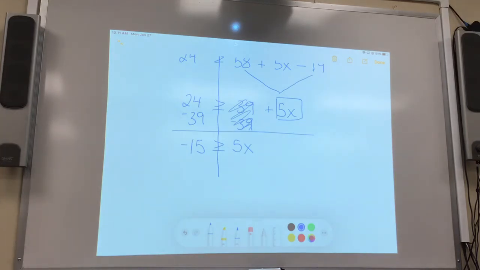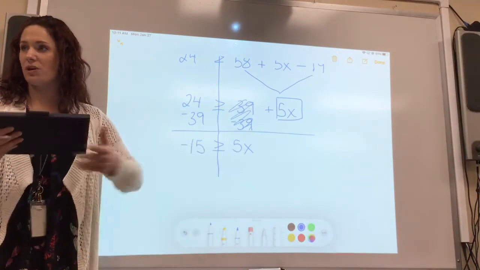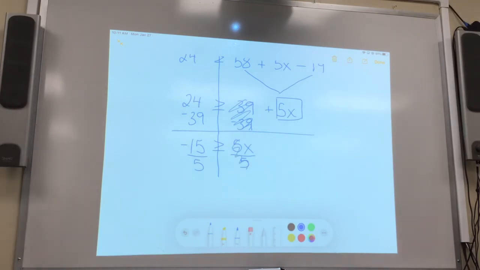Are any of you really bothered that the x is on the right? I didn't switch it around. This is 5 times x, so we're going to use division to get the x by itself. Does dividing by 5 switch the inequality sign? Yes. Not divided by 5, so we get negative 3 greater than or equal to x.